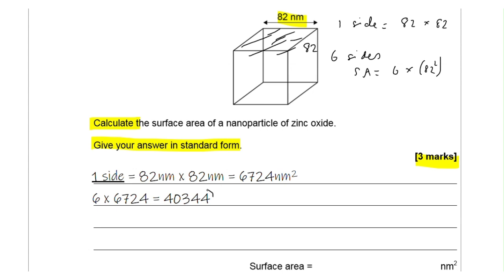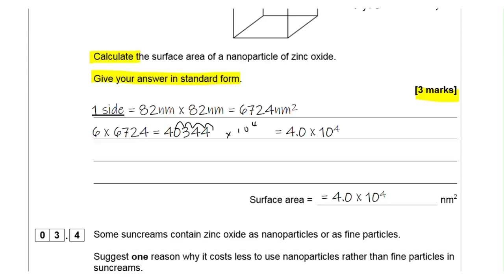Now let's put this into standard form. About 1, 2, 3, 4, that gives us 10 to the power of 4. And to 2 significant figures, our final answer, 4 times 10 to the power of 4. So 1 mark for working out the area of one face, 1 mark for the actual answer for 6 faces, and then a final mark is for our answer in standard form.